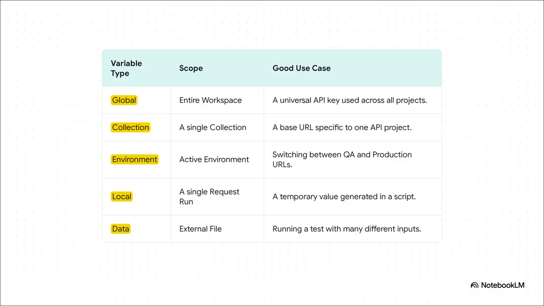Think of this table as your guide. The key idea here is scope. A collection variable, like that base URL we talked about, only lives inside that one project. But an environment variable is a game changer. It lets you switch that same base URL between, say, your QA server and your live production server with a single click. Each scope has its place, from temporary local variables that exist for just one run to powerful data variables that let you run a test with hundreds of different inputs from a file.